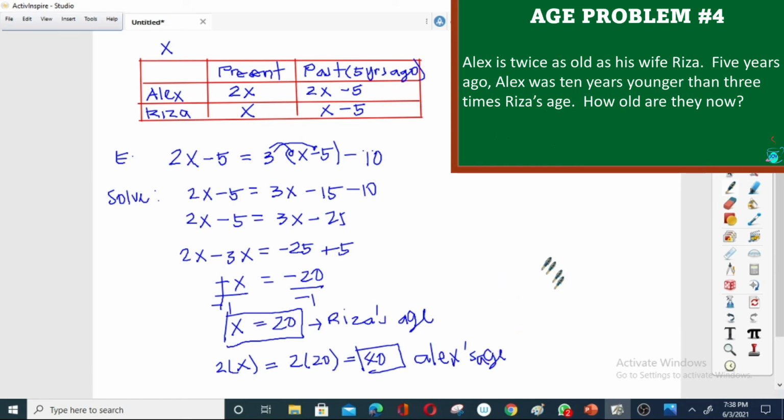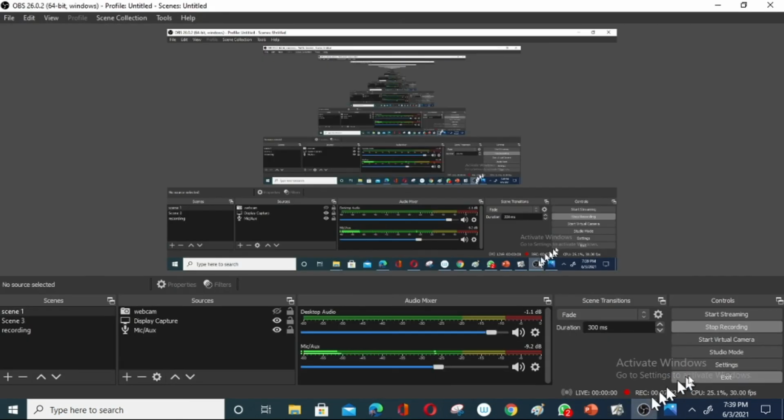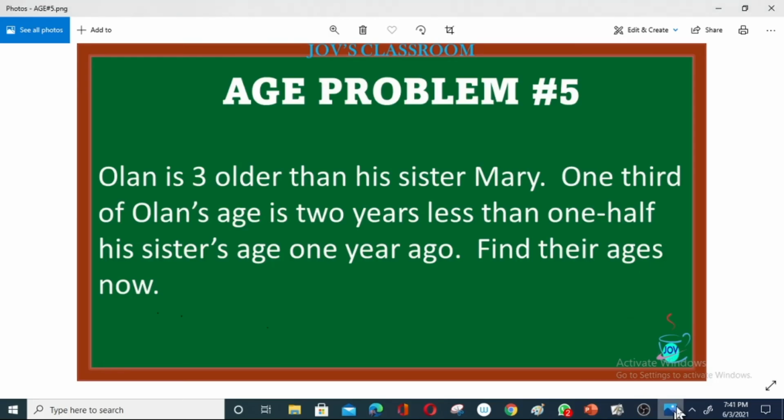5 years ago. Okay? So it's just a matter of translating the sentence into a correct algebraic expression and correctly identifying who will be the x for you to easily derive the correct equation. Okay? So let's move on to problem number 5.